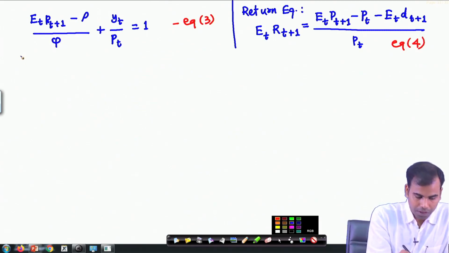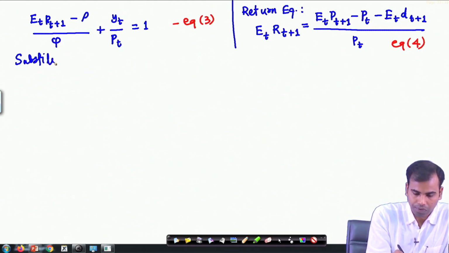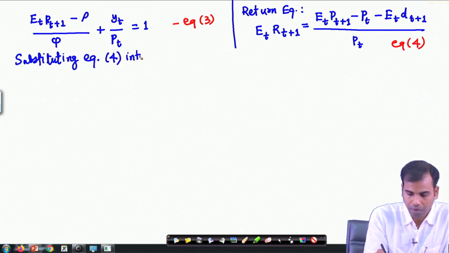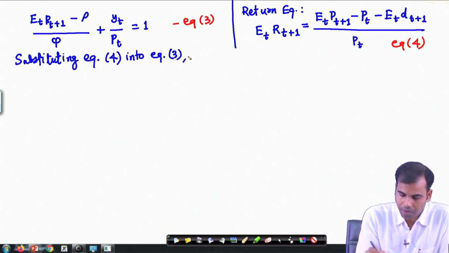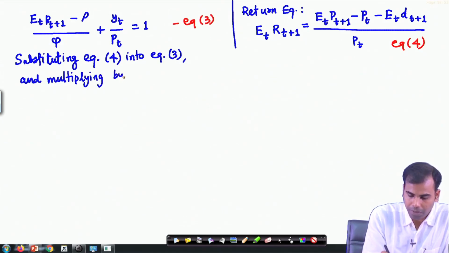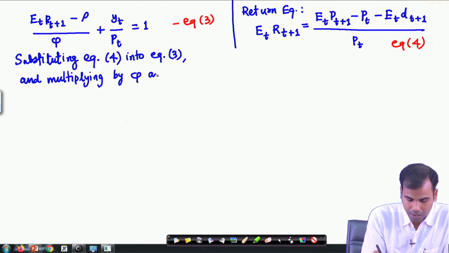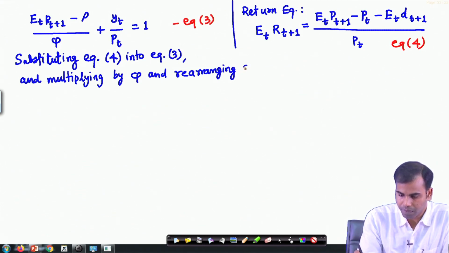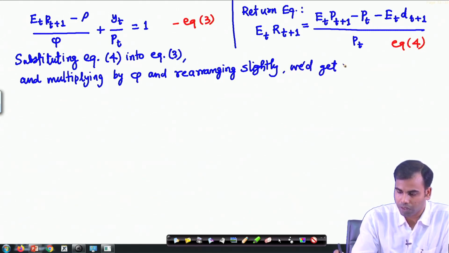If we substitute equation 4 into equation 3, and let us say multiply to simplify this, multiplying by phi and rearranging slightly, we would get the following expression.